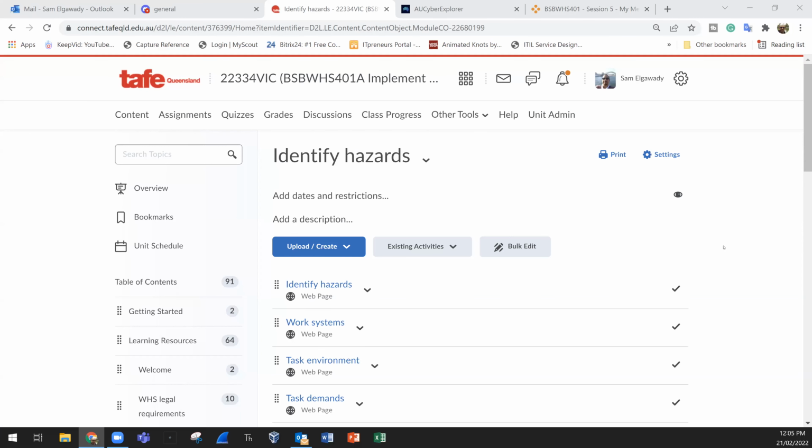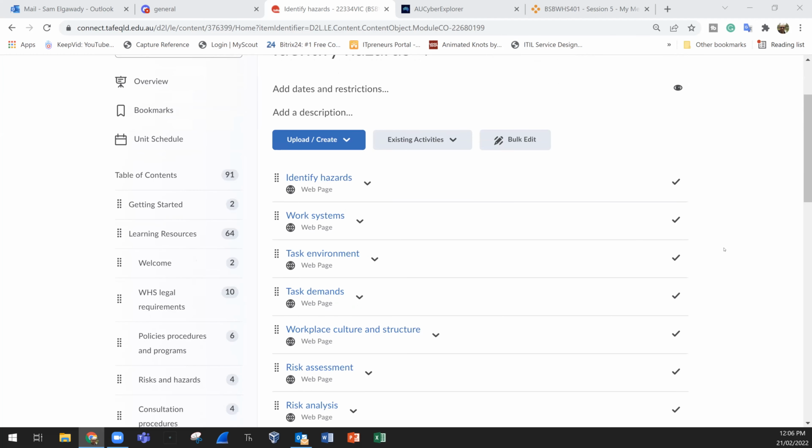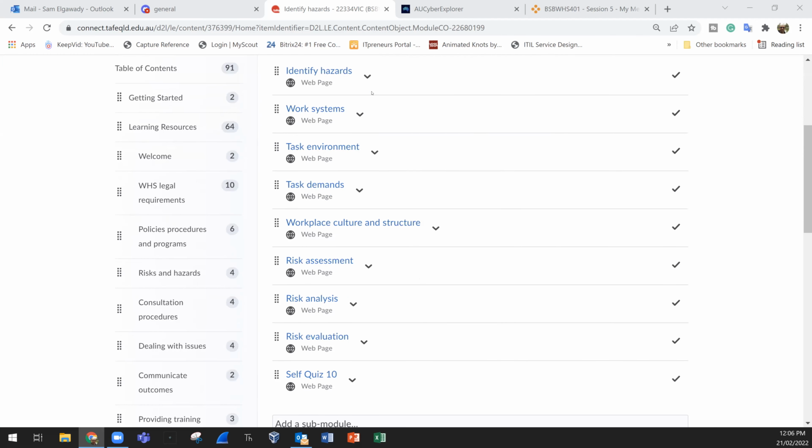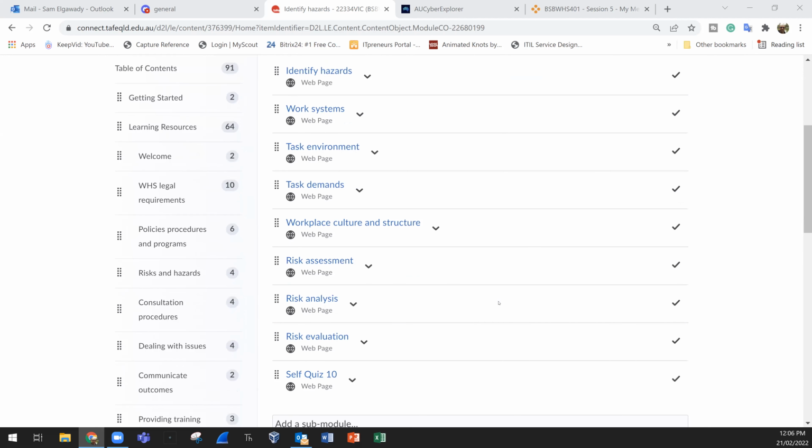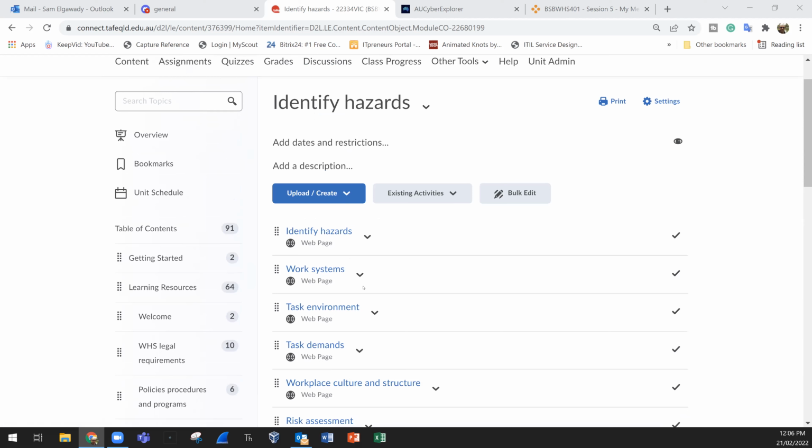Welcome back, everyone, and we are starting the topic about identify hazards in the unit WHS 401, and we have some points. For example, identify hazards, work systems, task environment, task demands, workplace culture and structure, risk assessment, risk analysis, risk evaluation, then, as usual, self-quiz. So we start with identify hazards.